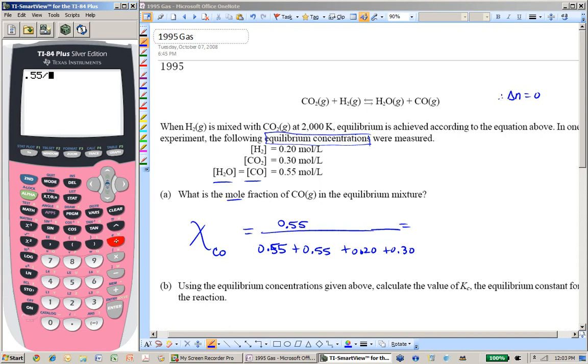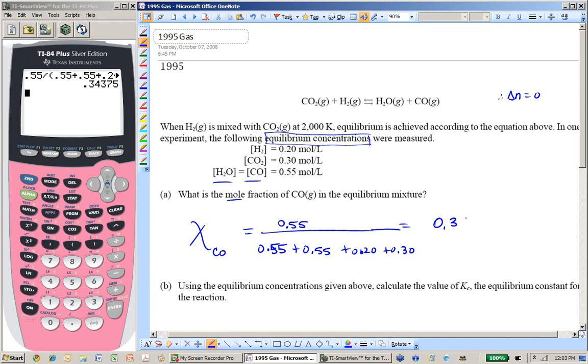It's 0.55 divided by parentheses 0.55 plus 0.55 plus 0.2 plus 0.3 equals 0.3. How many sig figs? Well, they gave me 2 in everything, so I'll use 2. 0.3. Round that puppy to 4.